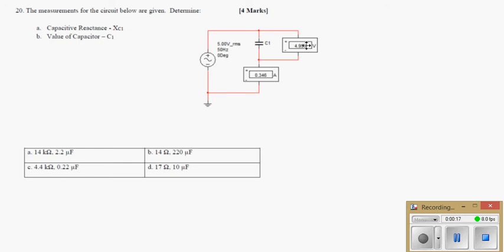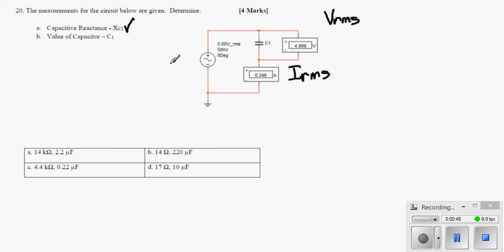Up here we have a voltmeter measuring the voltage drop across the capacitor. This is VRMS voltage, or we call it voltage AC. And we also have the ammeter in series with the capacitor, so we have IRMS. Since it's in series with the capacitor, it's measuring the current through the capacitor. We have a 5-volt power supply, VRMS.